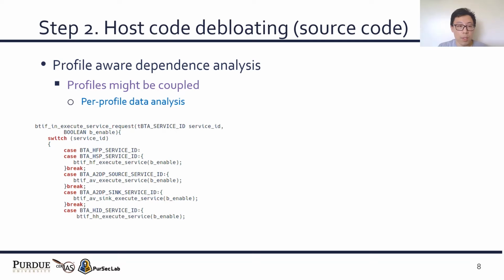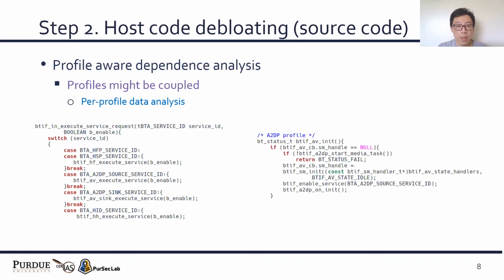So one solution to this problem is per-profile data analysis. The function at the right side is from the A2DP profile. If we can make sure that only the A2DP profile is needed, and we could propagate the constant value in the right function to the functions at the left side, then we are able to remove other switch cases in the left function to decouple different profiles.